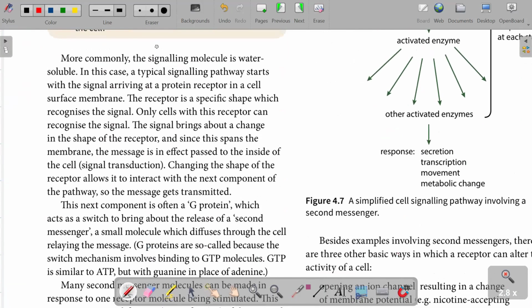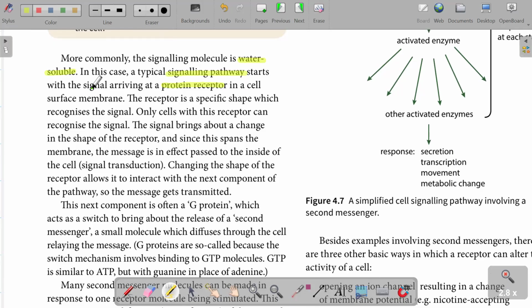More commonly, the signaling molecules are water soluble. This is what they're saying now. In general, signaling molecules are mostly water soluble. They are polar in nature, mostly. So a typical signaling pathway starts with the signal arriving at a protein receptor. There is a protein receptor in the cell surface membrane. Those carrier proteins or facilitated transport proteins will work as protein receptors.